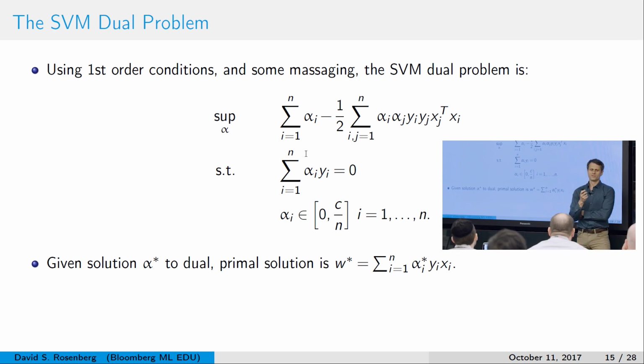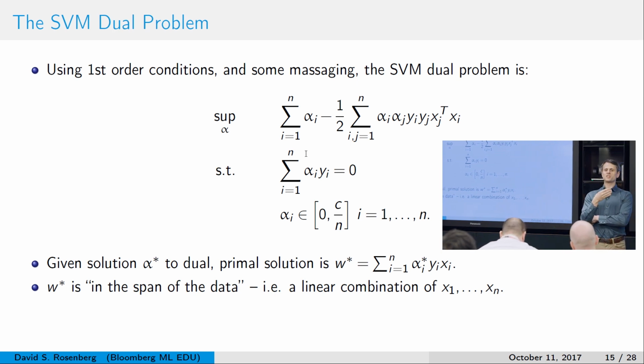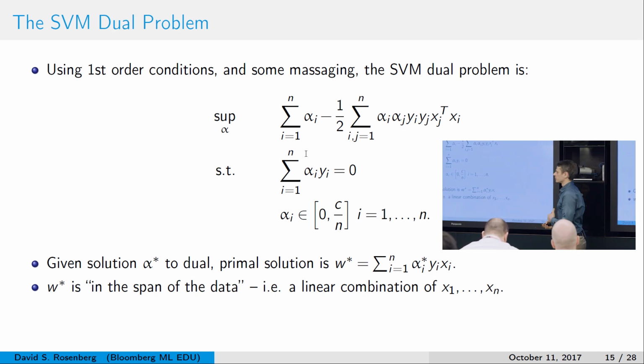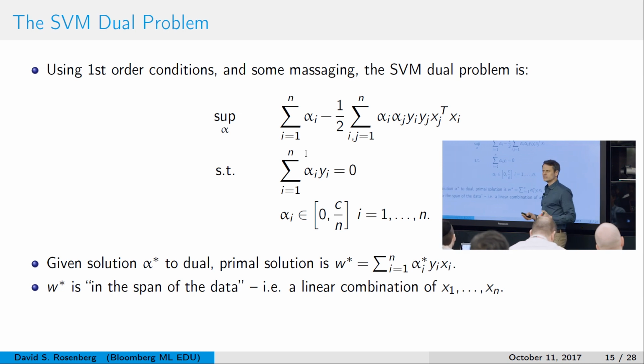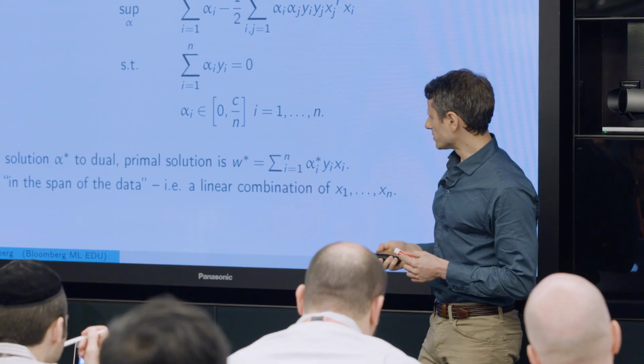That's interesting. This has a name. We say W star is in the span of the data. That's a term you'll come across a lot. It means that it's a linear combination of the training data points, the training input vectors. So that's interesting.